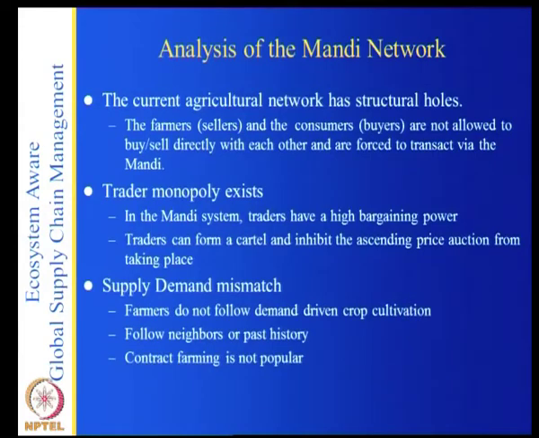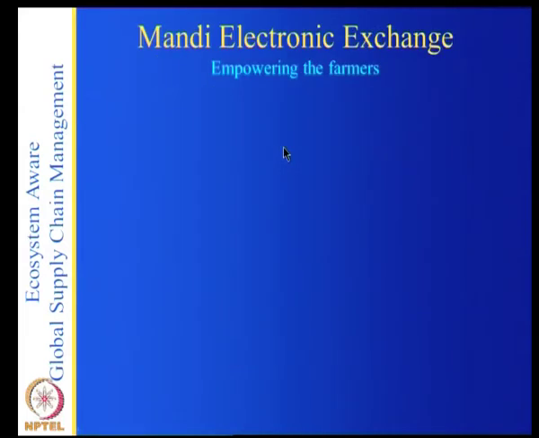And the supply-demand mismatching. Farmers do not follow demand-driven crop cultivation. They follow neighbors or past history. And contract farming is not popular. So, for a variety of reasons, this is the situation.